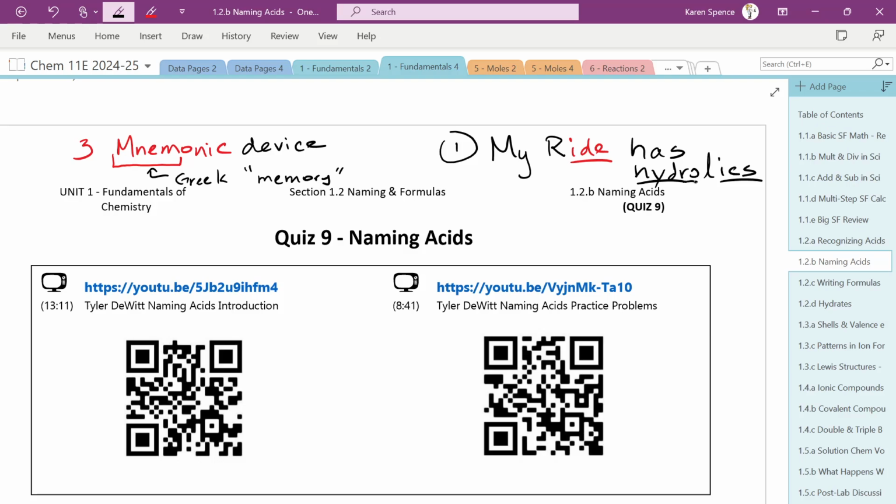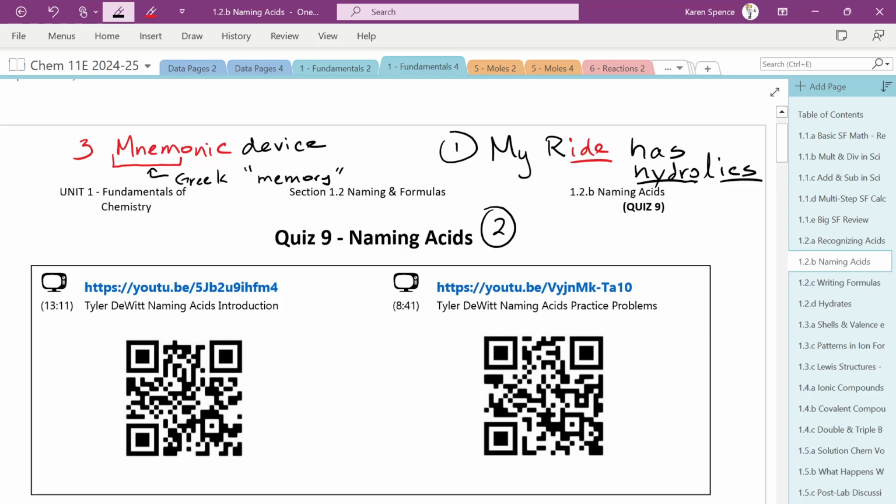Anyway, hydraulics are what make the car go up and down. Okay, so that's why we have my ride has hydraulics. And that means that if you have an ion that ends in "ide," when you turn it into its acid name, when you attach an H to it, you're going to put hydro on the front and ic at the end. Okay, and we'll do a few of the examples of those in just a moment, but we're going to get the other two first.